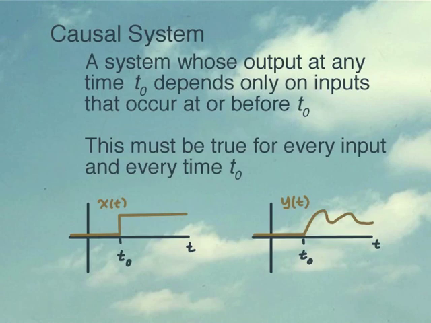Now that we've reviewed the material on signals, let's turn our attention to systems. A causal system is a system whose output at any time t0 depends only on inputs that occur before or at time t0. This must be true for every input and every time t0. In other words, a causal system only depends upon the current or previous values of the input. It doesn't depend upon future values of the input.